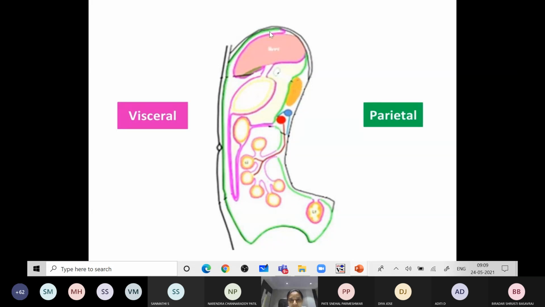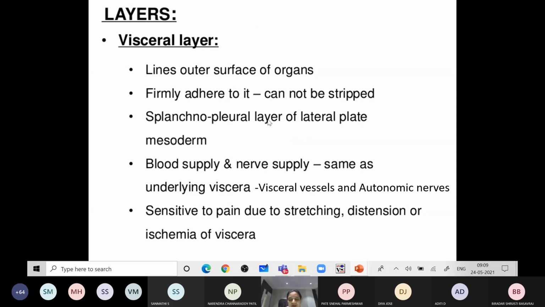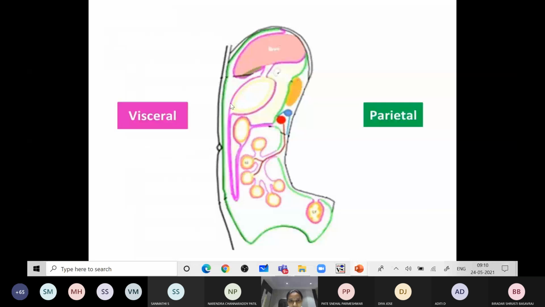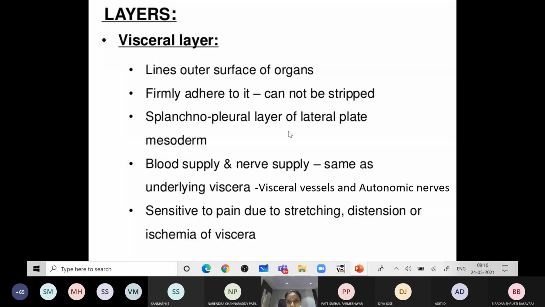Okay, the pink layer is the visceral layer. You can see here, some organs are partly covered, and some are completely covered. Depending on that, they are divided. The visceral layer lines the outer surface of the organs. It is firmly adherent to the organs which it covers. It's very difficult to strip the visceral layer covering the viscera.